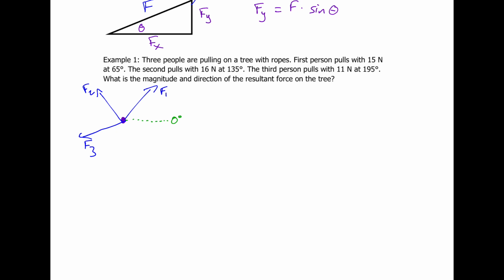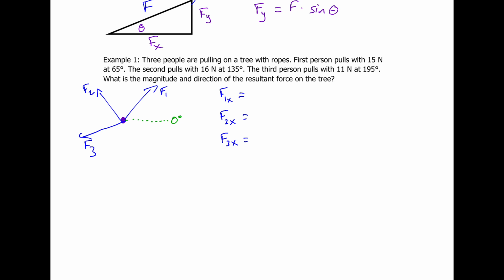We have to get x and y for each of forces 1, 2, and 3. So first, we're going to get all the x's together. I think this is the easiest way to do it: all the x's, then all the y's, and then put them together. So we need to find F1x, F2x, and F3x. We're going to break these apart into these three components.